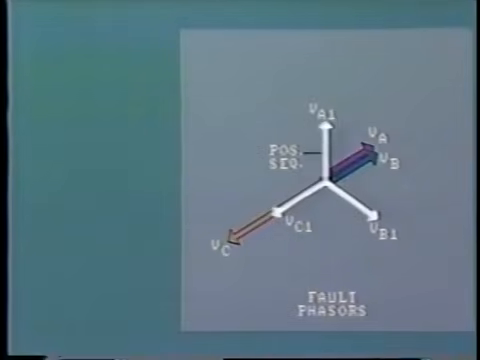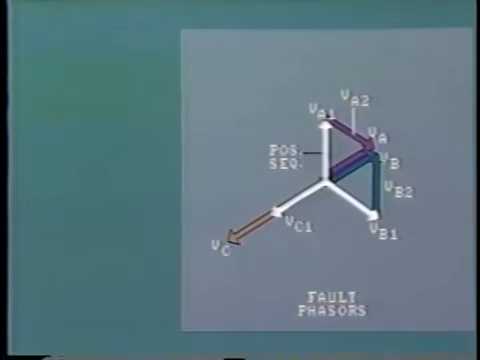Now, to transpose positive sequence fault voltage VA1 to VA at the fault, a phasor must be added in this direction. Let's call this VA2. Similarly, to transpose VB1 to VB, another voltage, VB2, is at play. And observing carefully, we see that the voltage VC is actually greater than VC1. Another voltage phasor, then, VC2, has to be added to produce VC at the fault location.